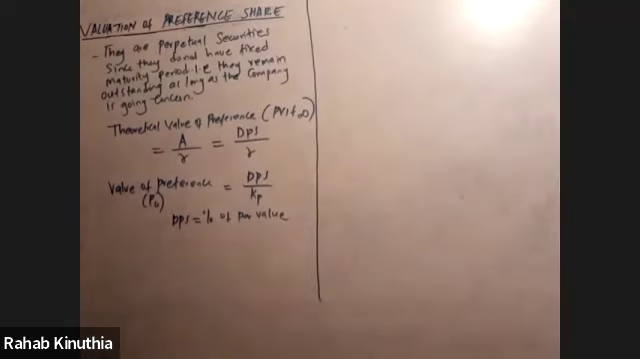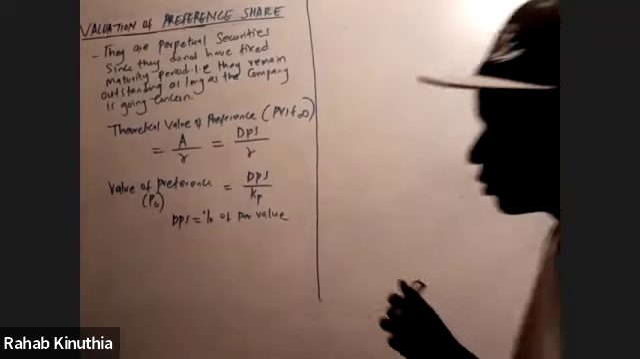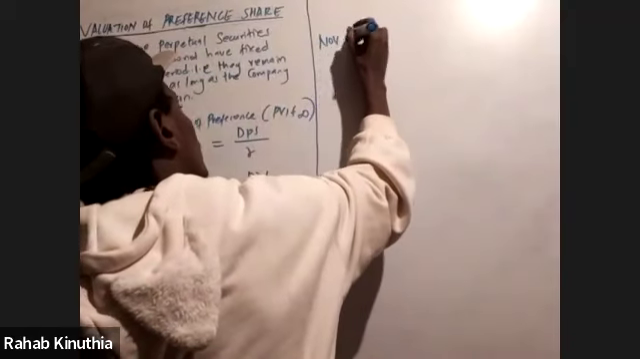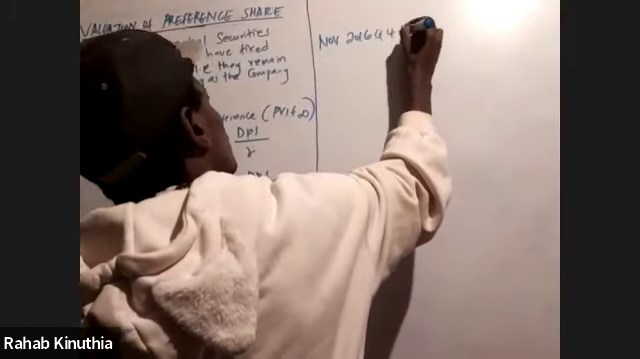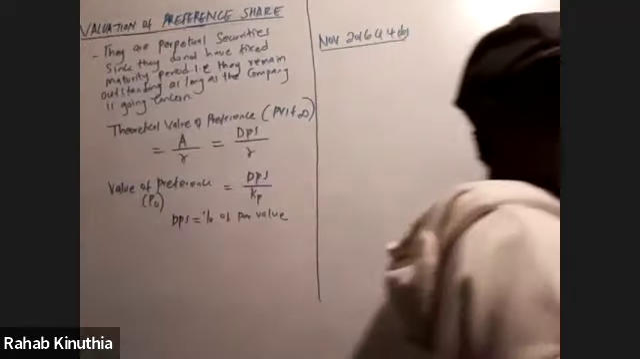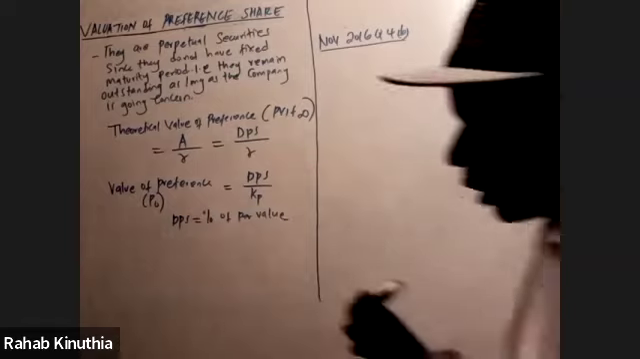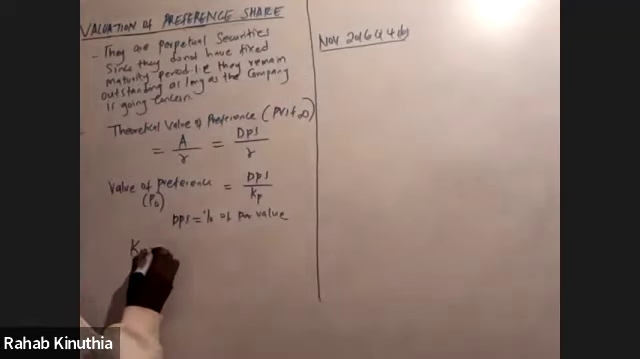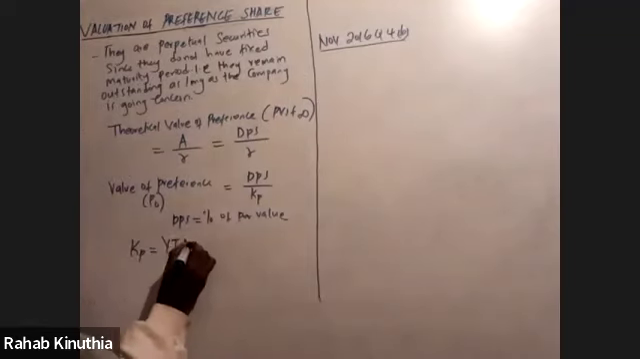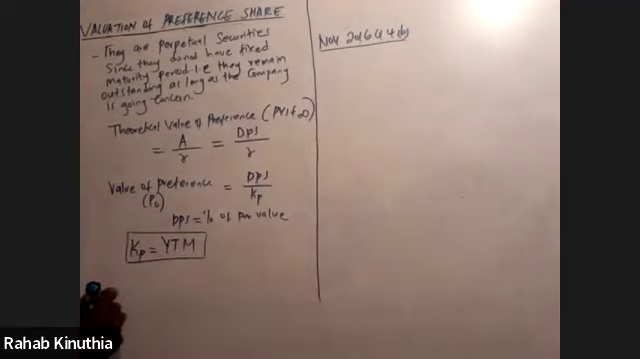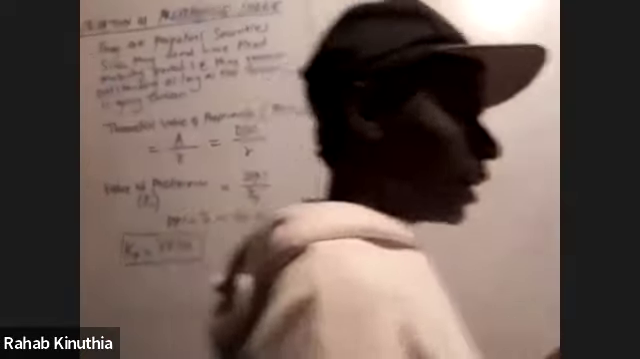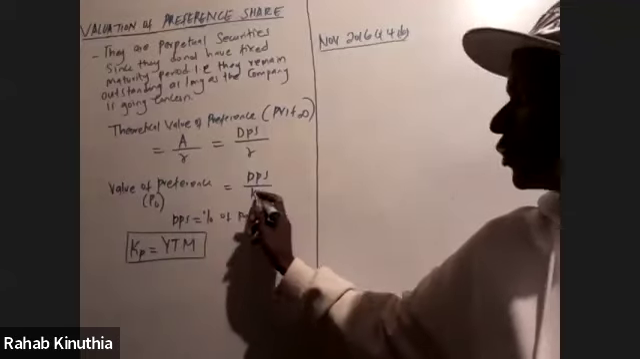Let us go to the sitting, November 2016, question number 4B. I think this is the only question which appears for preference shares. Now for preference shares, we have the redeemable and the irredeemable. When you are looking for KP, you use the formula for yield to maturity if redeemable. Then if not redeemable, the formula is this.